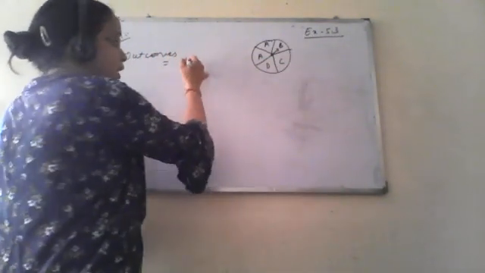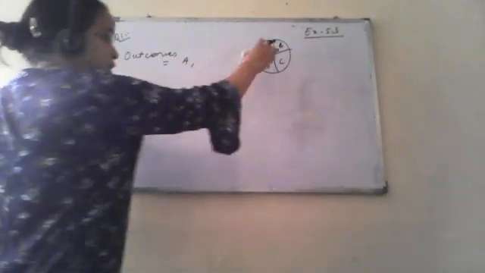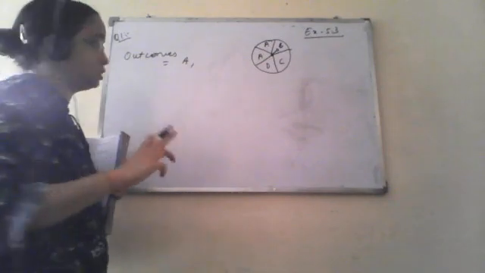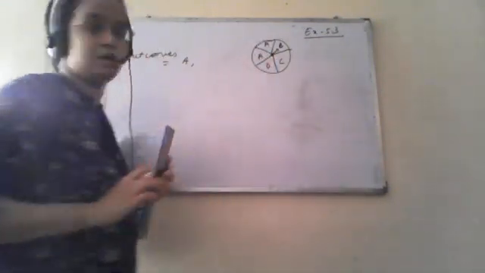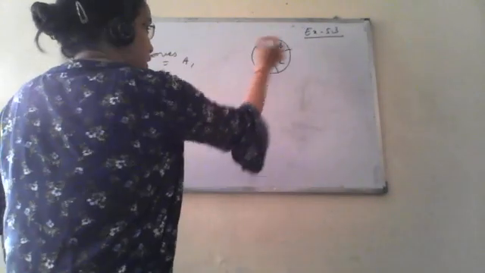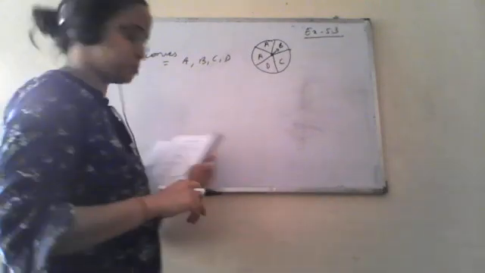When we rotate this wheel, it can rest on any of the sectors. It is not sure which one it will come on. So it will be either A, B, C or D. These are the outcomes of spinning the wheel.